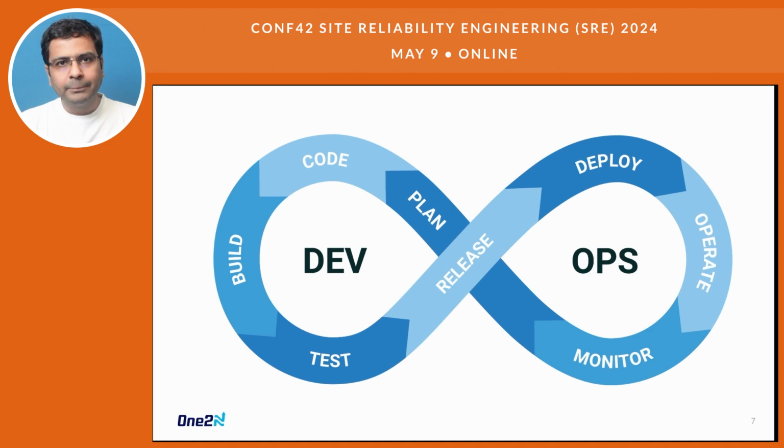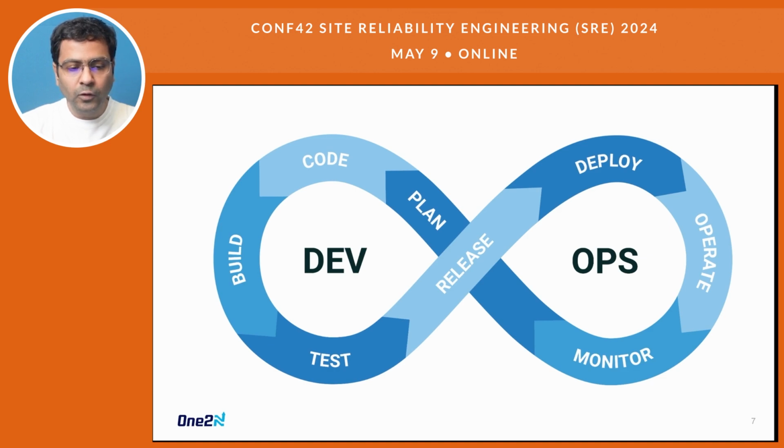You can also map this into a classic DevOps infinity loop, right? So the typical DevOps infinity loop talks about your code, build, test, plan, then release, deploy, operate, monitor, and doing this in a loop consistently over long periods of time, right?